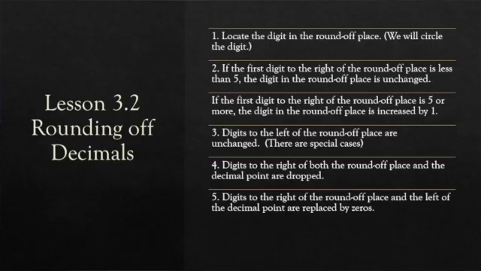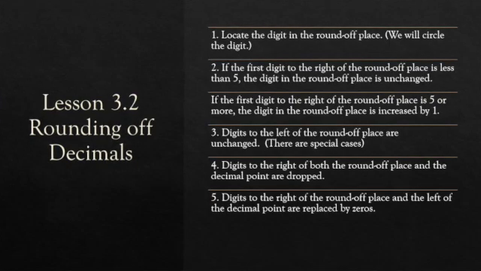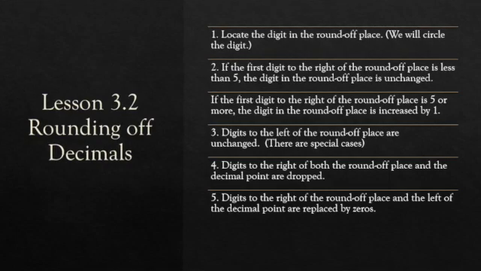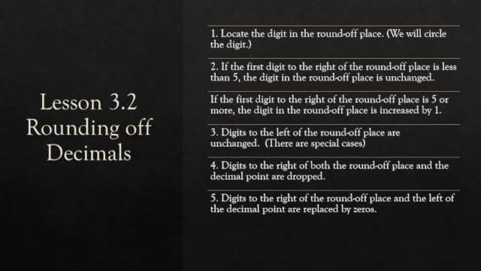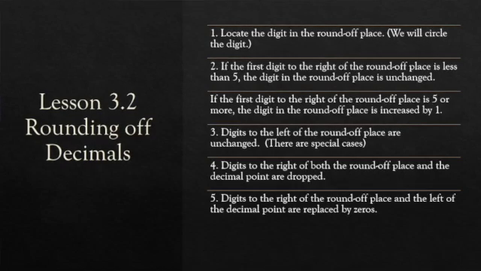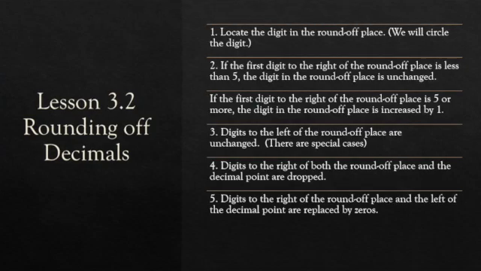All right, so now let's talk about rounding decimals. Here are some rules in rounding decimals. You're first going to locate the digit in the round off place. You can circle it, you can highlight it, whatever is your method that will help you. If the first digit to the right of the round off place is less than 5, the digit in the round off place is not changed.